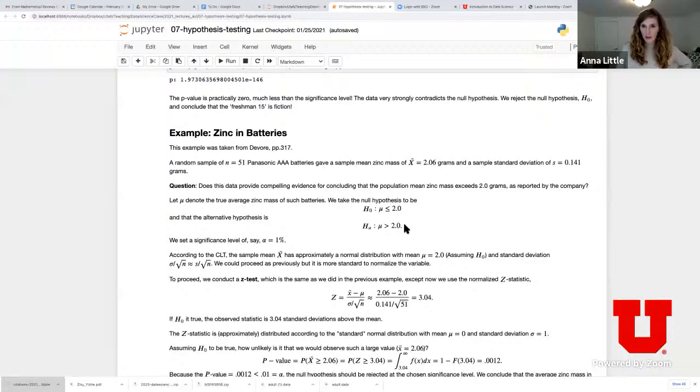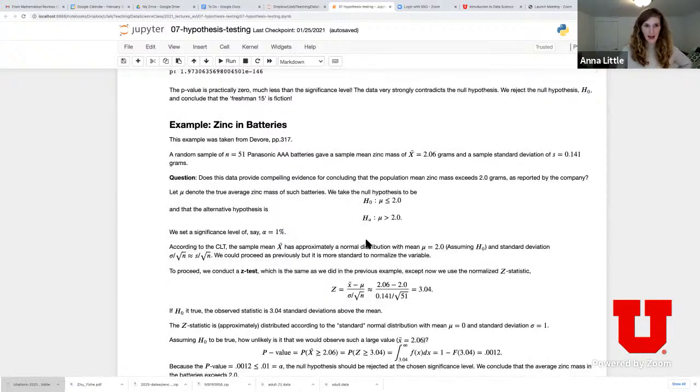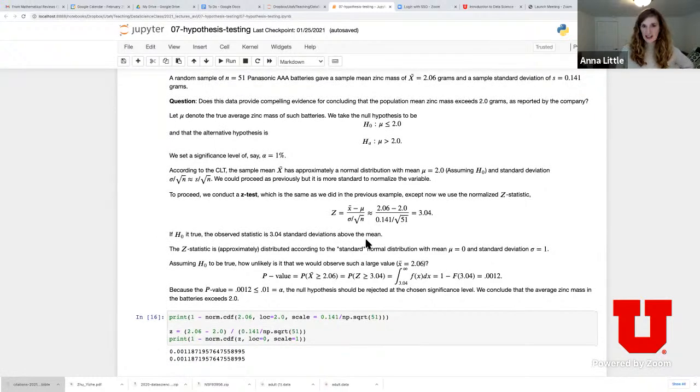And why do we do that? We pay careful attention to the wording of the problem. Is there evidence that the mean exceeds 2? Remember, the alternate hypothesis is always what you are trying to produce evidence for. So HA should be mu greater than 2, and then the null is the complement of that event. Okay, so let's again set a significance level of 1%.